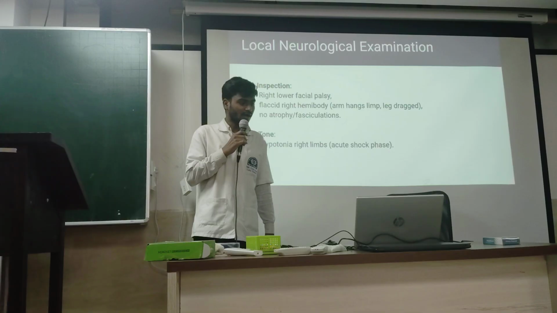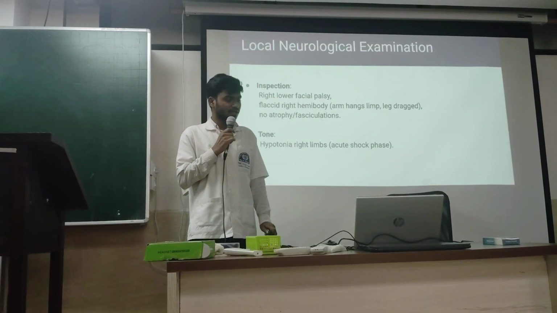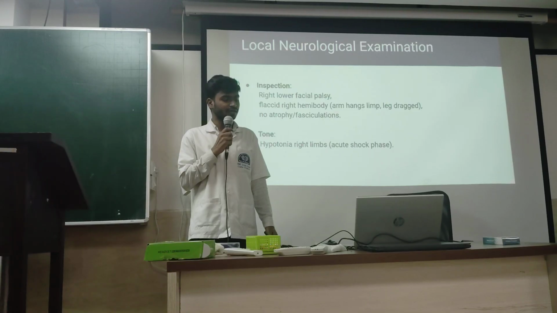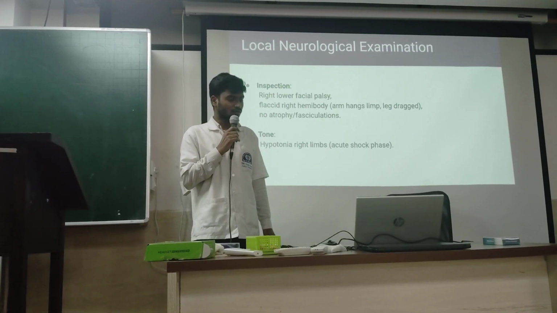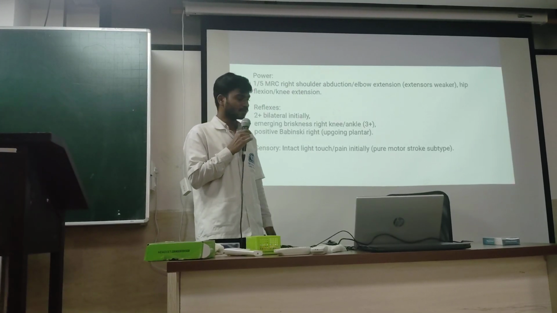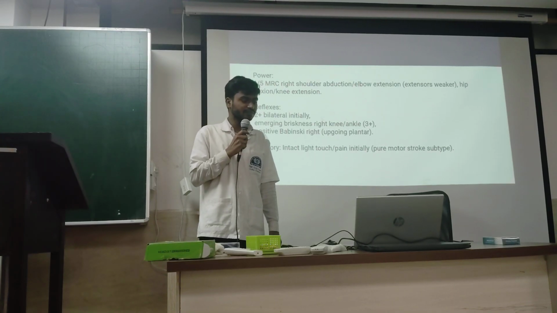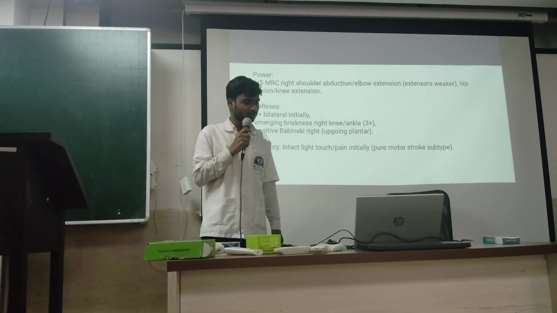On inspection, I found right lower facial palsy, flaccid right hemibody, arms weak and hanging, and leg dragged. No atrophy or fasciculation found. Tone was hypotonia in right limbs. On inspecting power, power was 1/5 MRC, which is the Medical Research Council's scale.